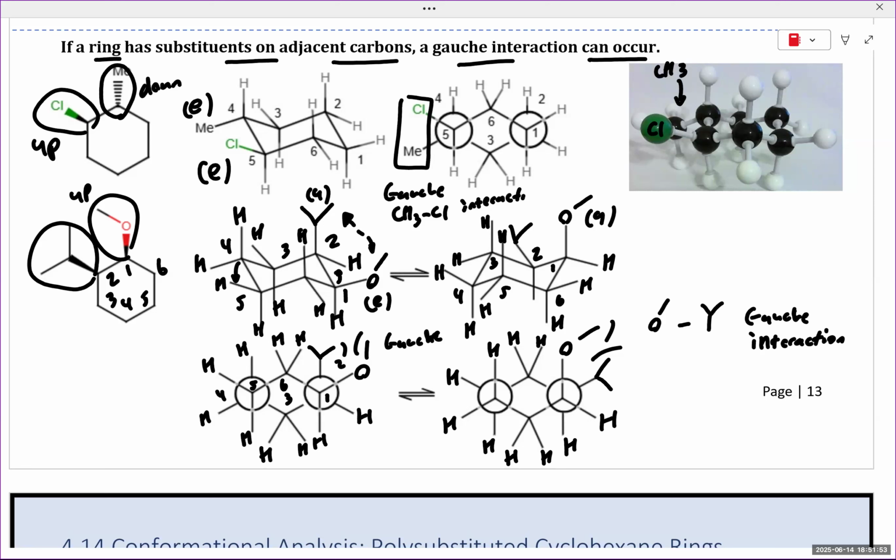Now, are these gauche interactions more destabilizing compared to a 1,3 diaxial interaction? No, they're considered on equal footing. So you always have to take into account both the gauche interactions and the 1,3 diaxial interactions when deciding what conformation is lowest in energy. Again, if you need additional assistance visualizing these gauche interactions, I would encourage you to make a model, just like we've done in this photo here.